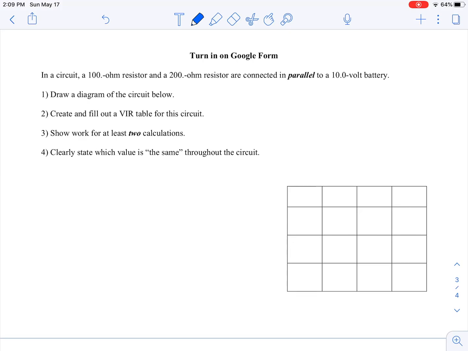Show me at least 2 calculations. Show me some sort of math work somewhere. And clearly state which value is the same throughout the circuit. So if it's a parallel circuit, what's the same throughout the circuit? Is it voltage? Is it current? Is it resistance? What is it?